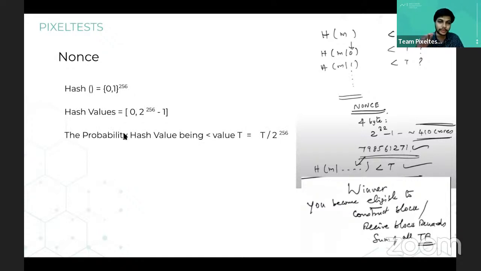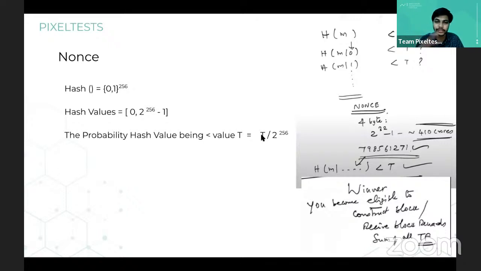The probability of the hash value being less than a set threshold value T is the favorable number of cases, because there are T number of cases that will be less than the threshold, divided by the total number of cases, 2 power 256. So the probability of a hash value being less than a set threshold is T by 2 power 256. Let's say the threshold is 10. I'm just giving an example. So it is 10 by 2 power 256.